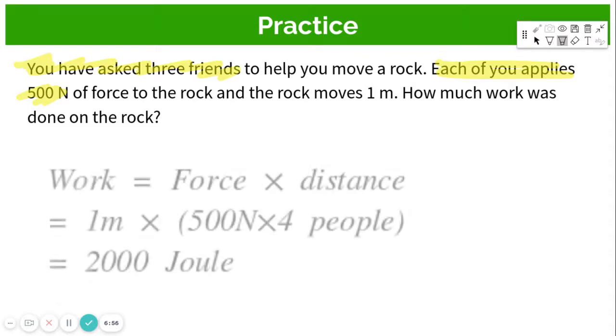Cool. The answer is 2,000 joules. Now, why is that? Well, force, we need to work that out. 500 newtons times each person that's pushing the rock, and it's 4 people pushing the rock. You and 3 friends. It's not just your 3 friends. Like, how lazy would you be if you called 3 friends over to help move a rock, and then you sat back and watched them? Of course, you're helping them. So that's 2,000 newtons of force times the 1 meter we push it, it's 2,000 joules.